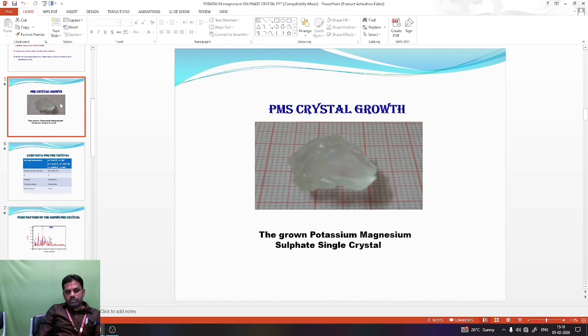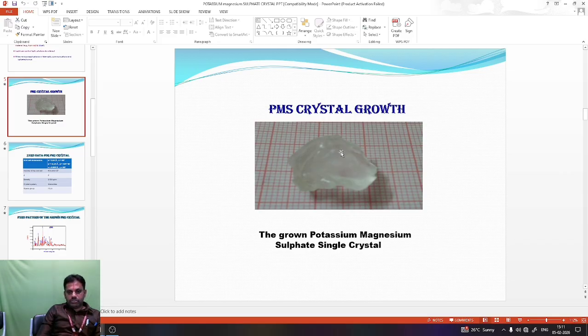Morphological data, and this is the grown crystal. Potassium and magnesium salts were dissolved in the perfect solvent and kept in a shaded room away from sunlight. It is closed by a paper, and a small hole is put on the top of the paper. So the air circulation will allow the solution to evaporate slowly, and the crystals are grown at the bottom side. So this is the grown potassium magnesium sulfate single crystal.